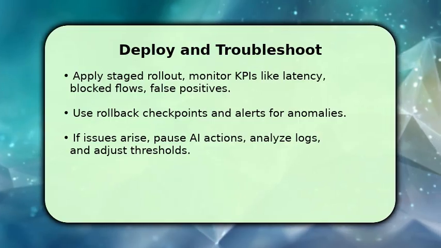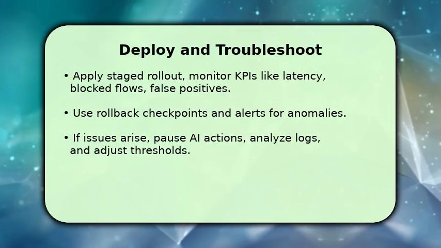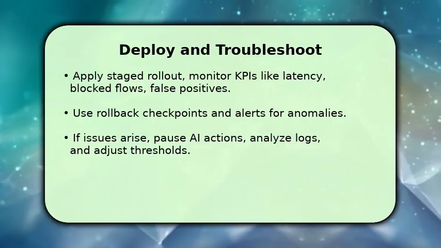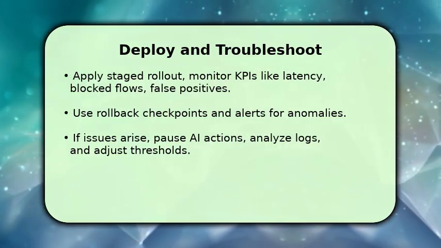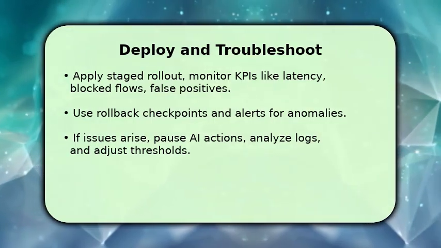If you encounter problems, pause AI-driven changes immediately, analyze decision logs to find the offending rule or threshold, and adjust learning parameters or whitelist critical flows. Then resume gradually to validate the fix.